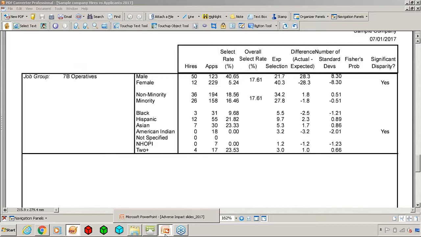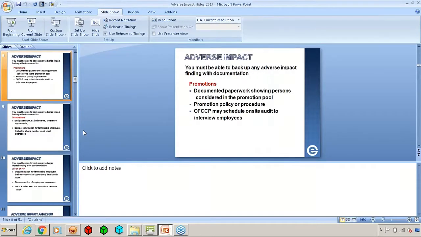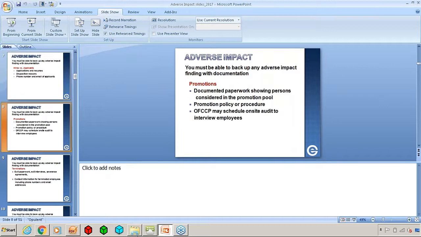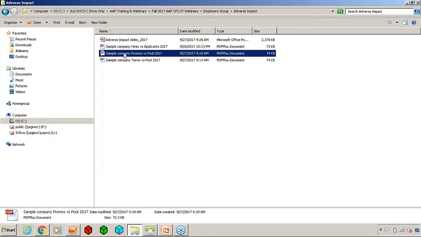So again, when we go back to our slides, when you have an indicator of discrimination for hires versus applicants, which is what we just looked at, the OFCCP will want to see the applicant log, the applications, and or resume. Some of you are not using paper applications or electronic. They would look at the disposition reasons, and then they would decide for themselves, is the company discriminating, or did they truly hire the most qualified applicant? And then if they feel that they need to talk to the individual applicants, they will ask for their contact information. So the next example we want to take a look at are promotions.